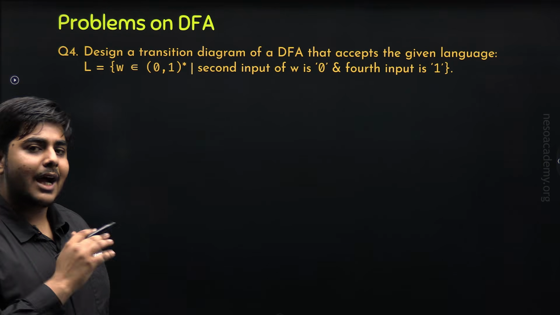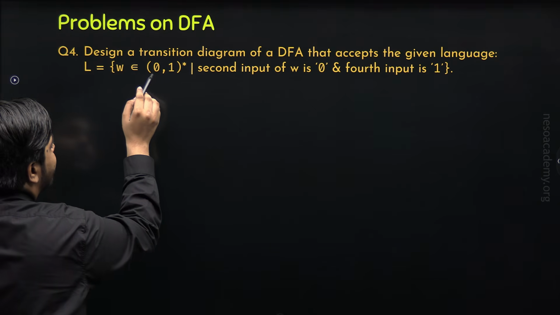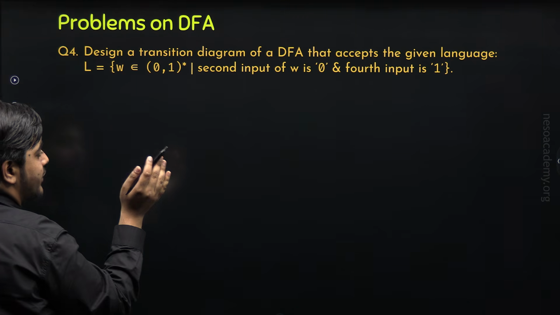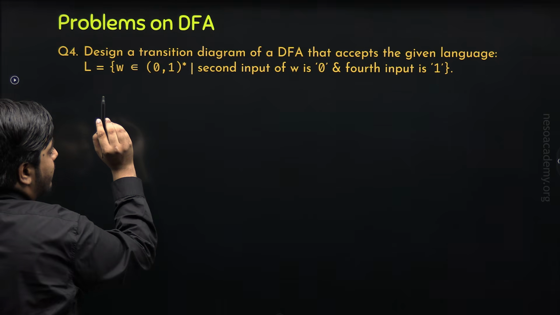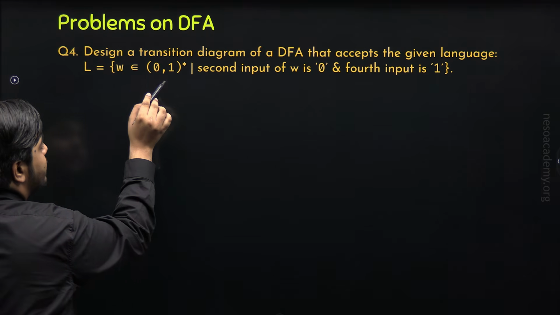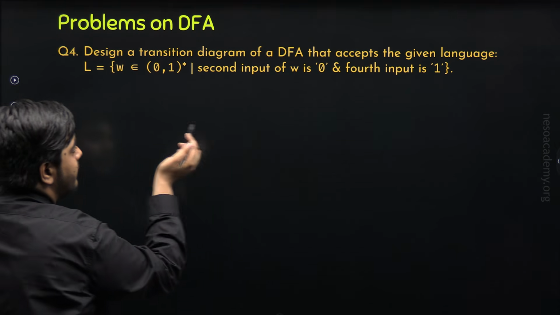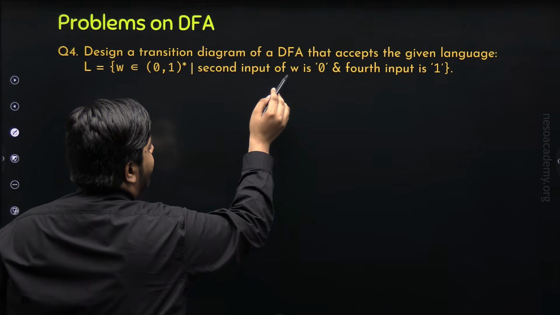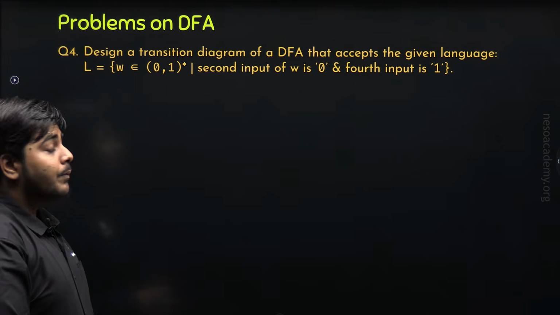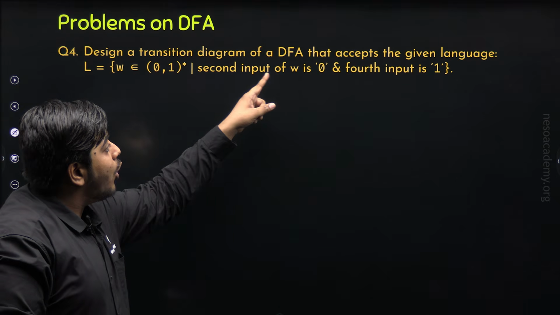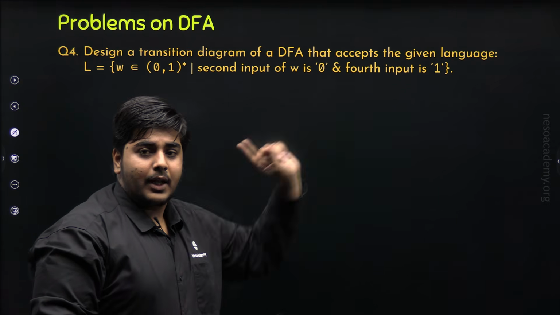Now let's understand this language. Here it is written W belongs to {0, 1}*, which means the string W can be any combination of 0 and 1. So our language will contain the strings made up of 0 and 1. Now let's see the second condition. Second input of W is 0 and fourth input is 1. So the second symbol of our string W should be 0 and the fourth symbol should be 1.